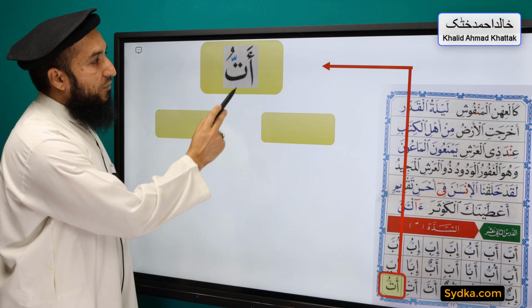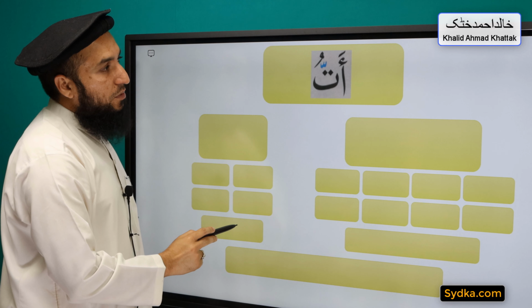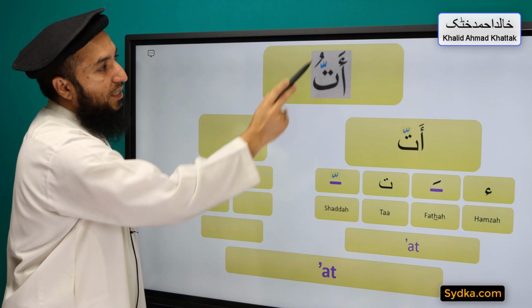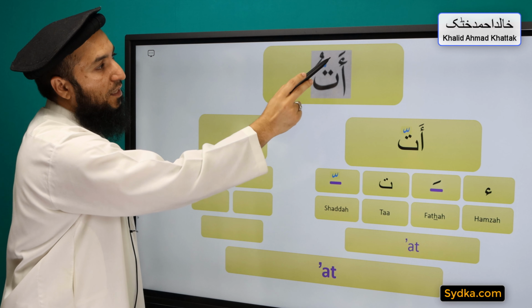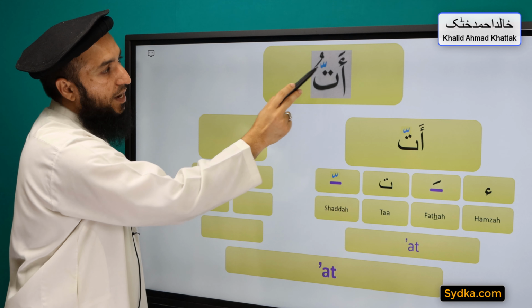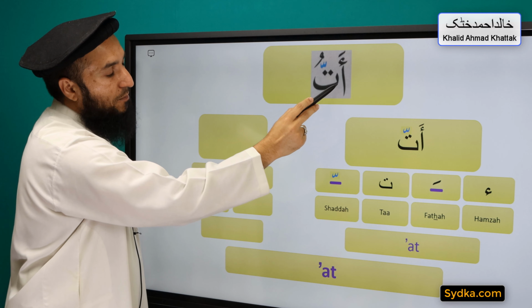The next word we have is attu, and it can be divided into two syllables. The first syllable we have is hamza fatha ta shadda at. Hamza is a light letter, it has fatha on top of it, it is followed by ta, ta has a shadda. This alif is silent and it is used as a chair for hamza.